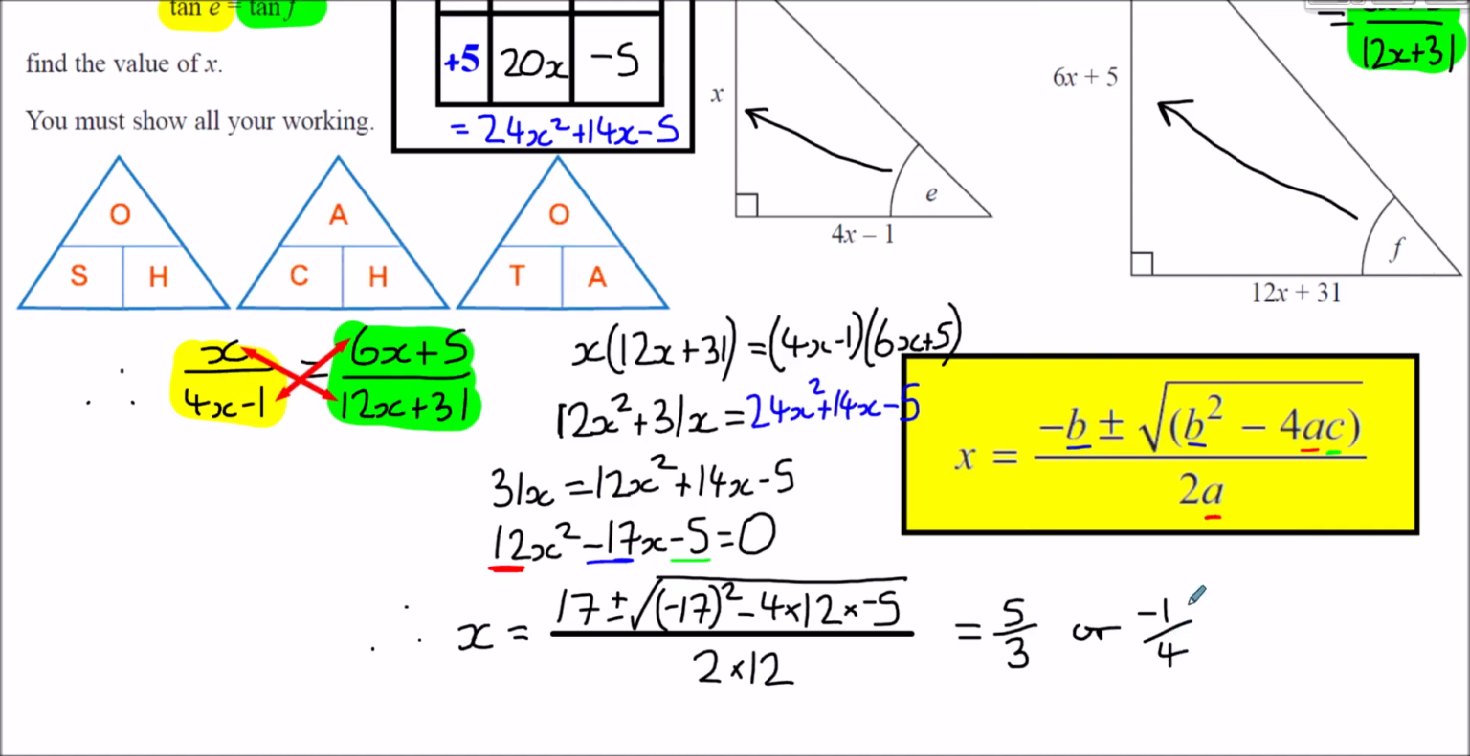But just think about it. Think about what x is. X relates to lengths. This triangle here has an opposite side of x. Could the side of a triangle really have a length of minus a quarter of a unit? It can't. So what I need to do here is just think, actually, that answer must be nonsense. Therefore, the only answer I've got is that x must be 5/3. So as long as you take care, you'll still be fine, and that's question complete.